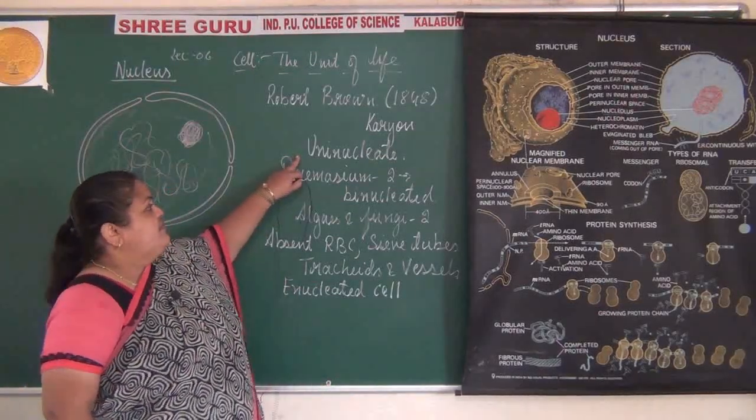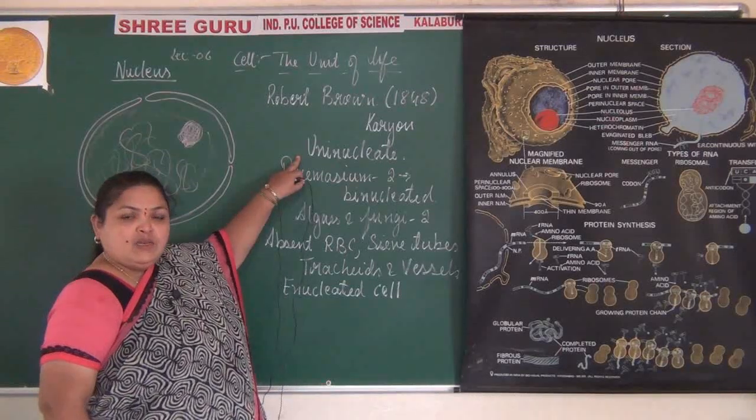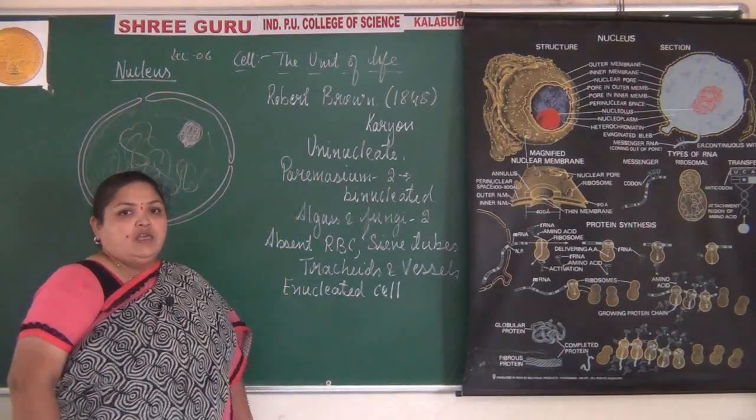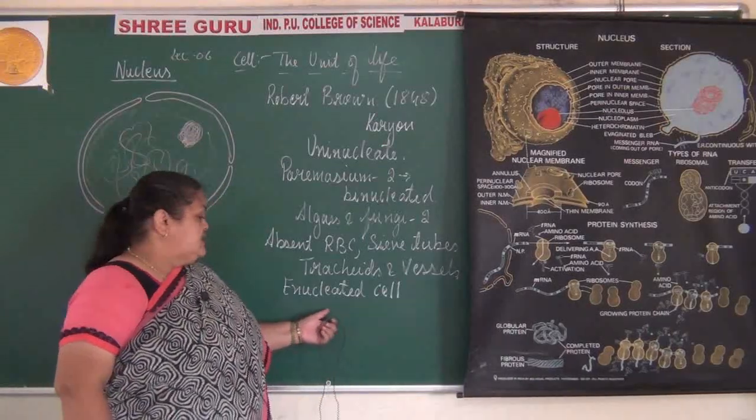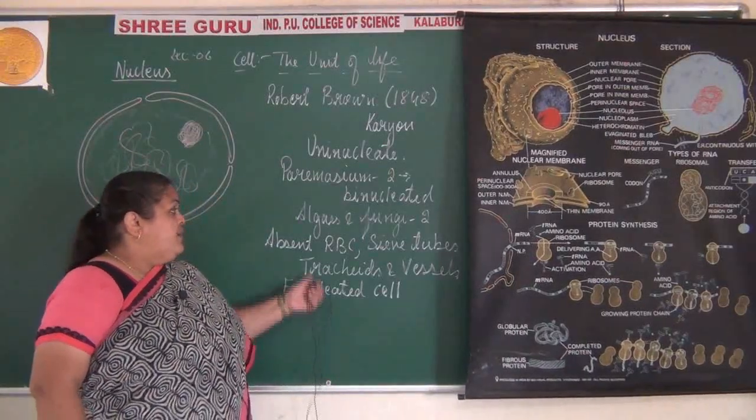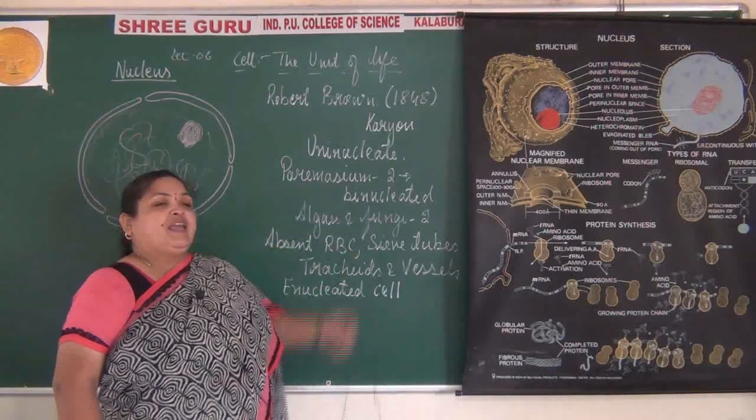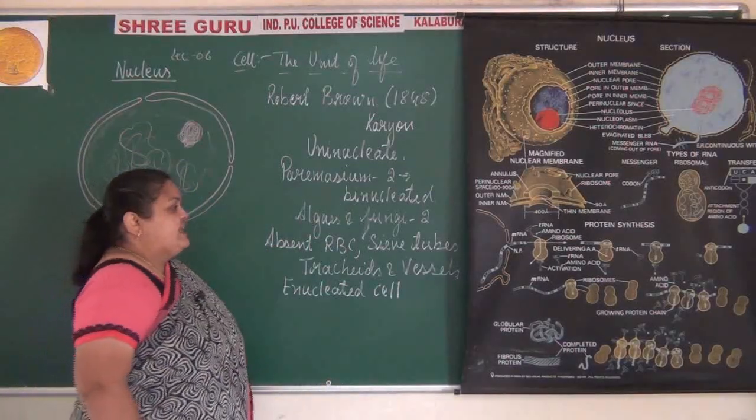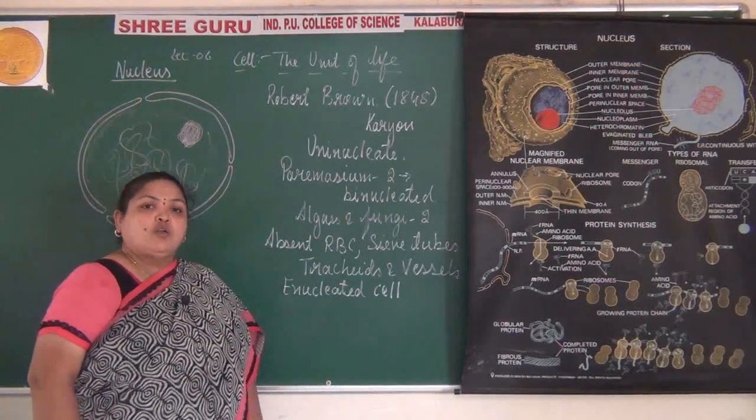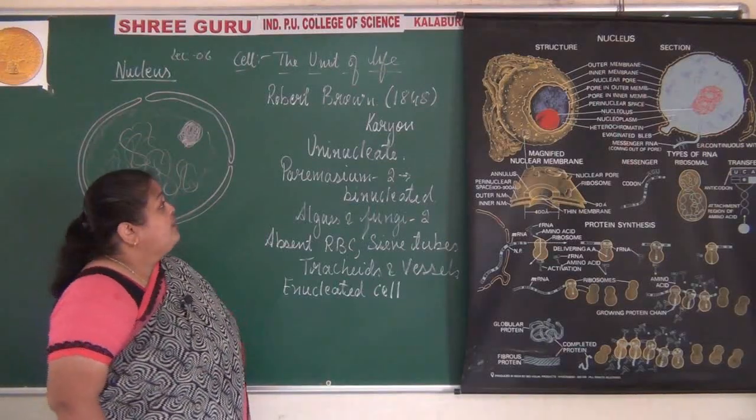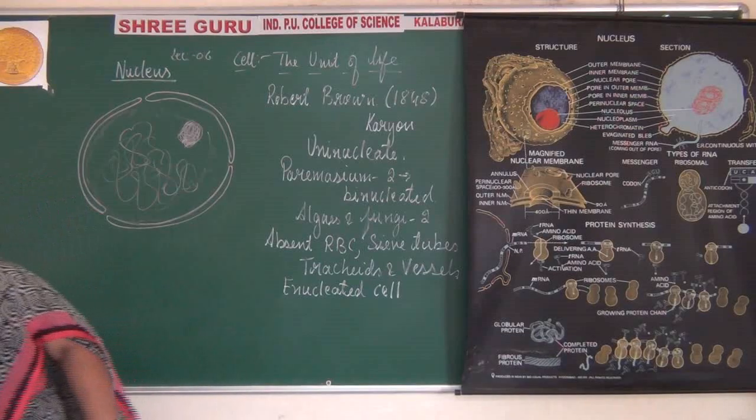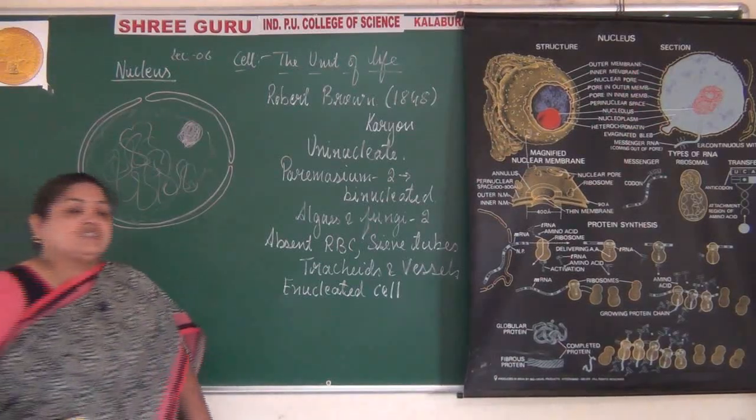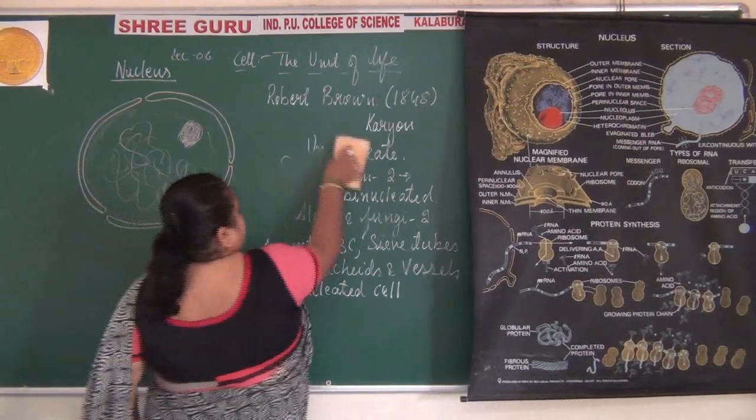So once again, if a cell has only one nucleus, we call it uninucleated, and those which do not have a nucleus, we call enucleated. In paramecium there can be two nuclei, while in algae and fungi there can be two or more nuclei. Now coming to the structure of the nucleus. What is the structure of the nucleus?